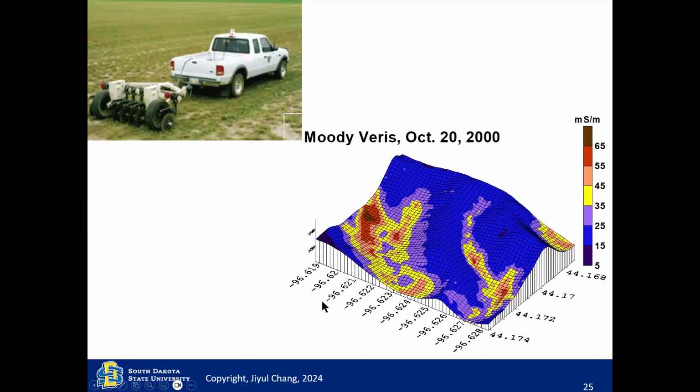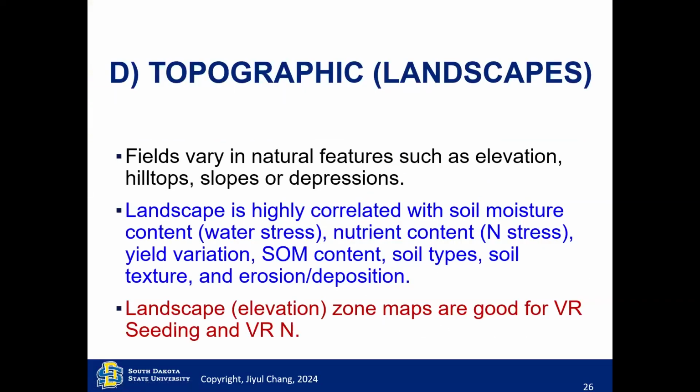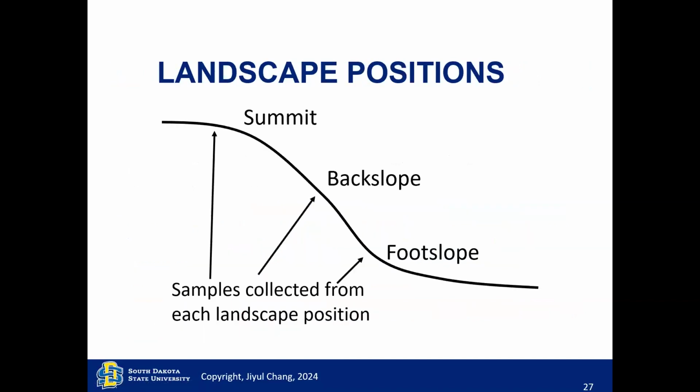And this is our data. It's an EC map. This is very highly related to landscape as well. Topography, landscape position is highly correlated with soil moisture, water stress, nitrogen stress, yield variation, soil organic matter content, soil types, almost everything. So the landscape or elevation map is very, very useful to make the variable rate seeding application map. You can make the simple landscape position map like that.